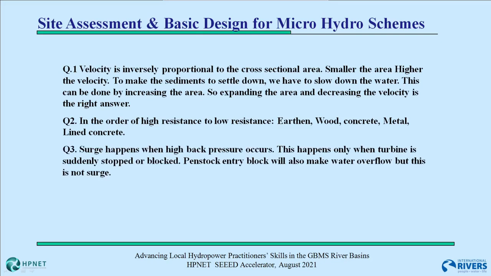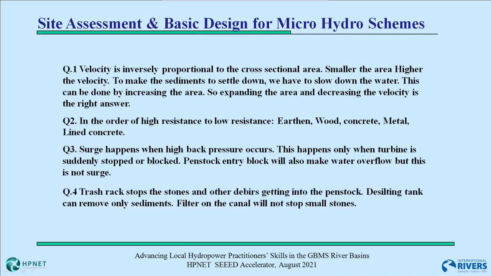Surge happens when high back pressure occurs. This happens only when the turbine is suddenly stopped or blocked. Penstock entry block will also make water overflow, but this will happen very slowly and this is not surge. Answer to the fourth question, the trash rack stops the stones and other debris getting into the penstock. Desilting tank can remove only sediments. Filter on the canal will not stop small stones.